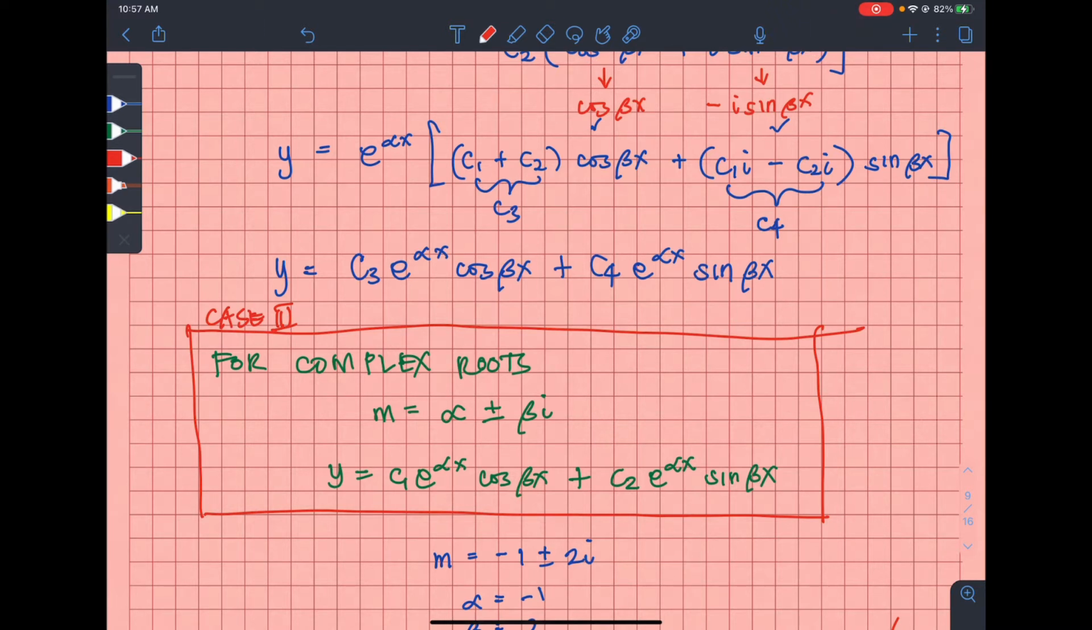In a complex number, this is usually how the roots are expressed. A complex number comprises a real number and an imaginary number.